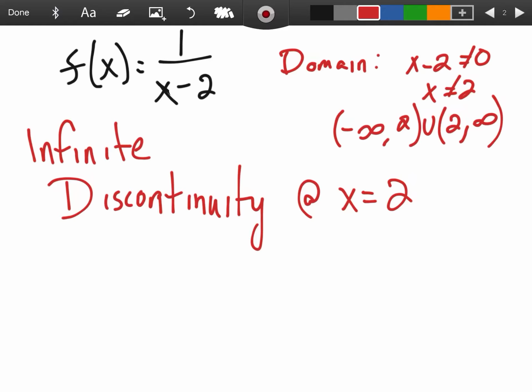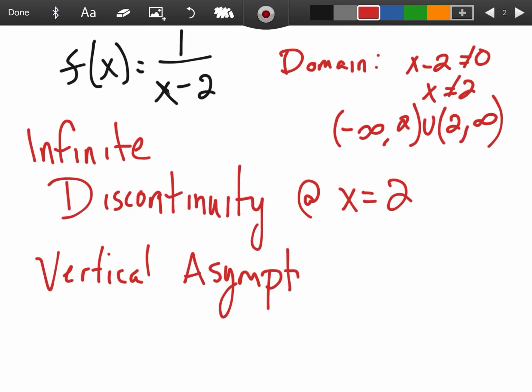Remember that asymptotes are just these dashed lines that we'll draw that we approach but never actually touch. So we could also say that we have a vertical asymptote at x equals 2. So that's how we can find our infinite discontinuities. Wherever we have a vertical asymptote, we are going to have an infinite discontinuity. And it's just when our denominator is equal to 0. So in this case, at x equals 2.